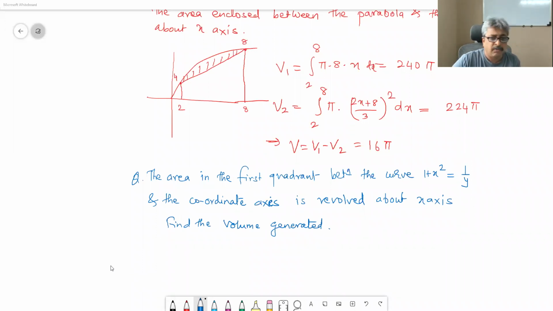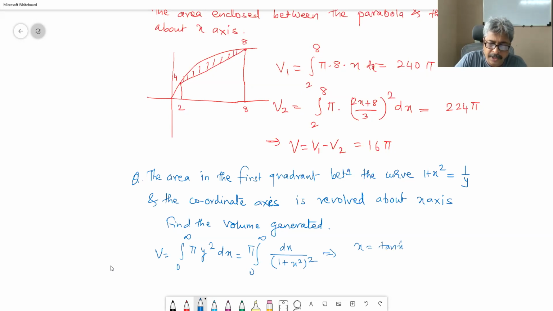So the required volume V is equal to integral 0 to infinity pi y square dx, which is pi goes outside, integral 0 to infinity dx upon (1 plus x square) whole square, correct, which you should solve by putting x is equal to tan theta and do the required calculations. You will get the integral and evaluation of that. Eventually the answer will be pi square by 4. That is how it is going to be. So finally it boils down to whether you can solve the given integral or not. This is the application of definite integral that we are doing.